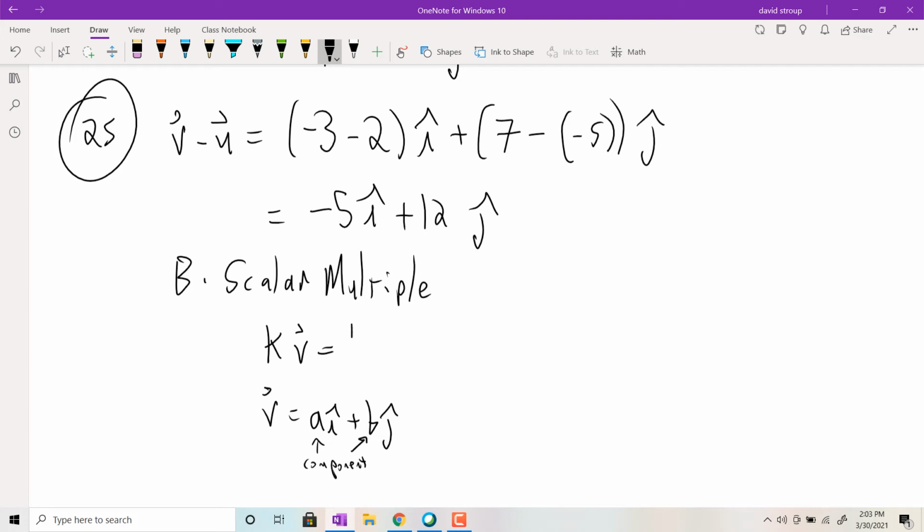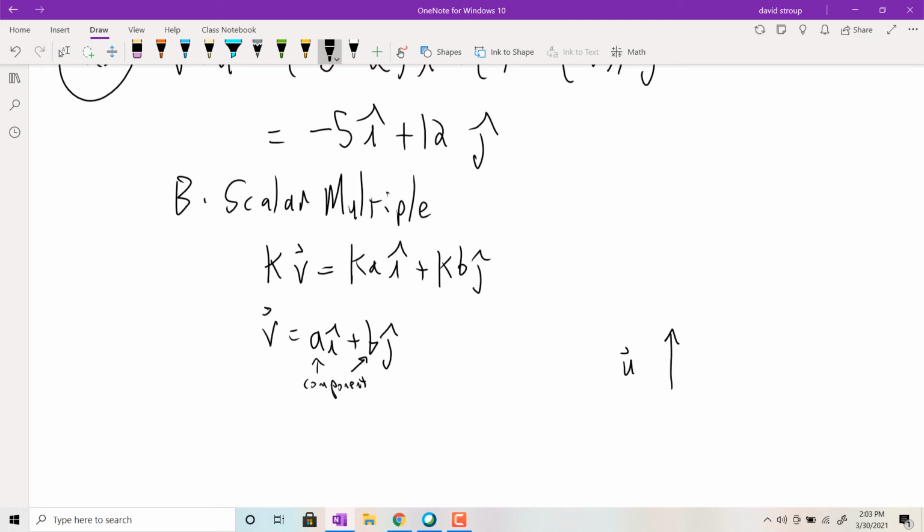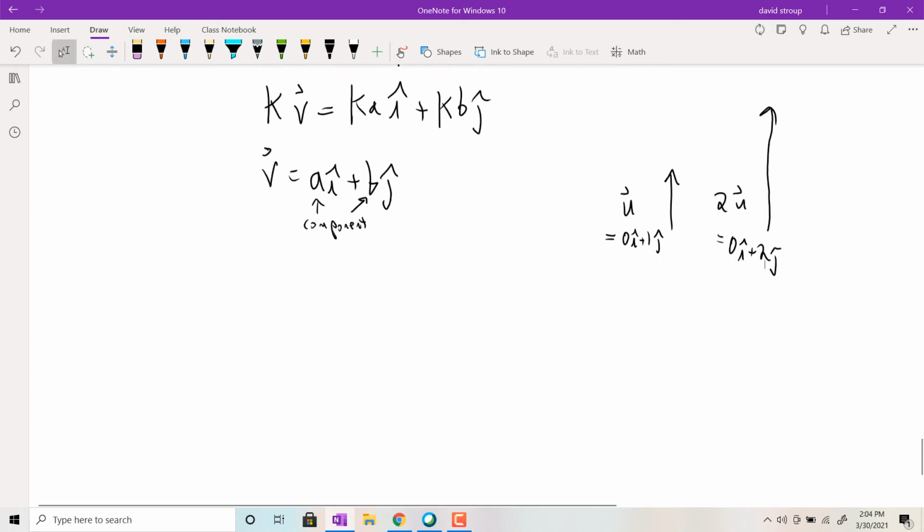So k times v is just going to be ka i, believe it or not, plus kb j. It's really that easy. And if you think about it, it works geometrically, right? Because if you had this vector, say u, and it equaled 0i plus 1j, so it is the j vector, if you multiply it by 2, you just get 0 times 2 is 0i, plus 2 times 1 is 2j. So you just get something that is twice as long. Anyways, let's look at some more of these.